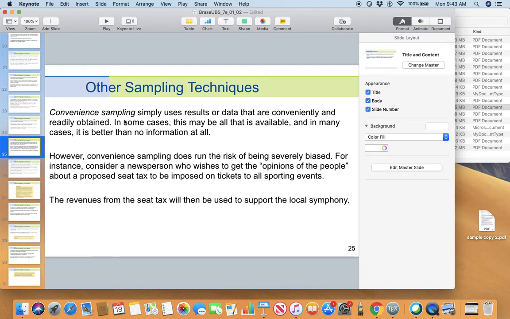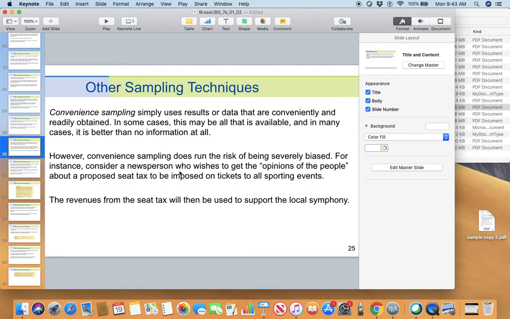Convenience sampling, that's another method. Convenience sampling simply uses results or data that are conveniently and readily obtained. In some cases, it may be all that is available, and in many cases, it's better than no information at all. However, convenience sampling does run the risk of being severely biased.